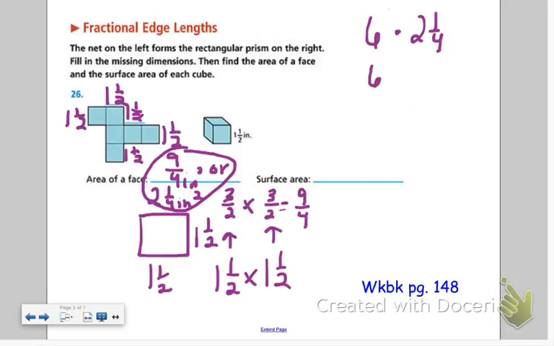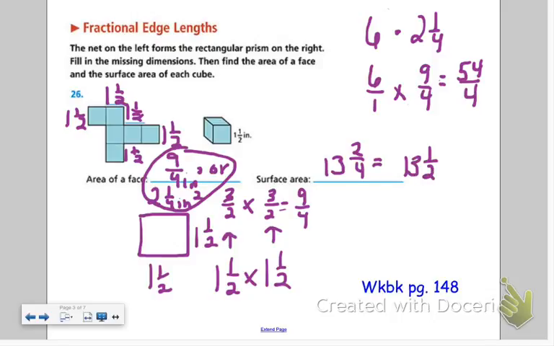Which, 6 becomes 6 over 1, and 2 1/4, remember that was 9/4? Now I have to do 6 over 1 times 9/4. That's going to give me 54/4. And then I have to turn that back into a mixed number. Let's see, 4 goes into 54 13 times with 2/4 left over, which becomes 13 1/2 square inches. So first you find the area of one face, and then times it by 6, and you'll have all 6 faces.